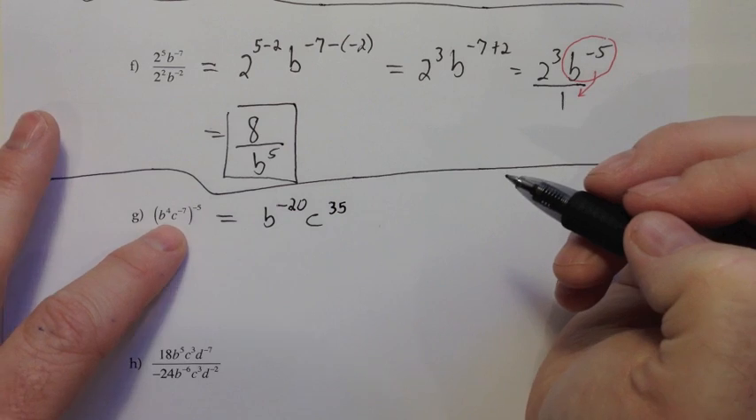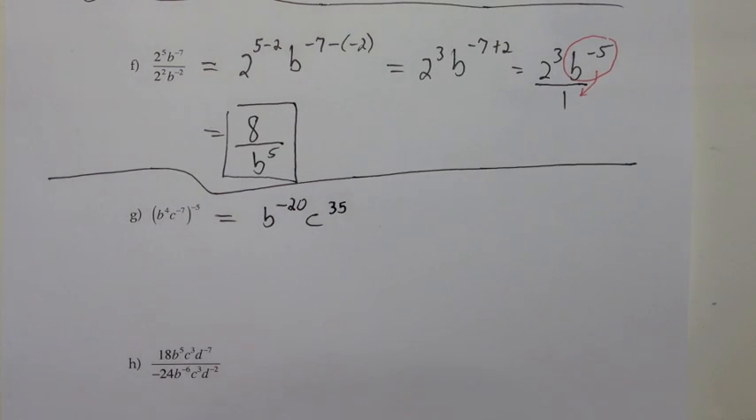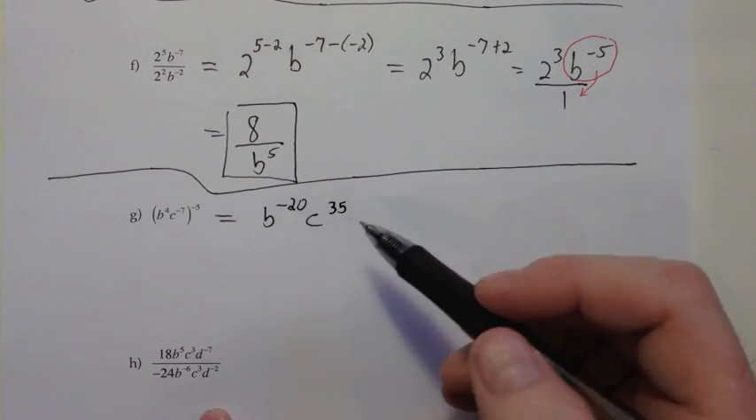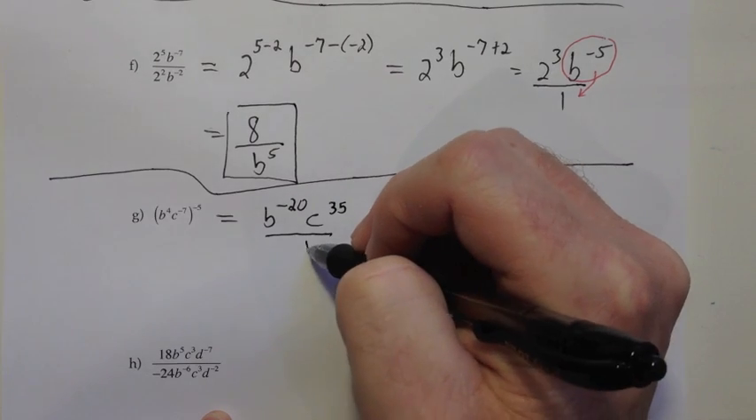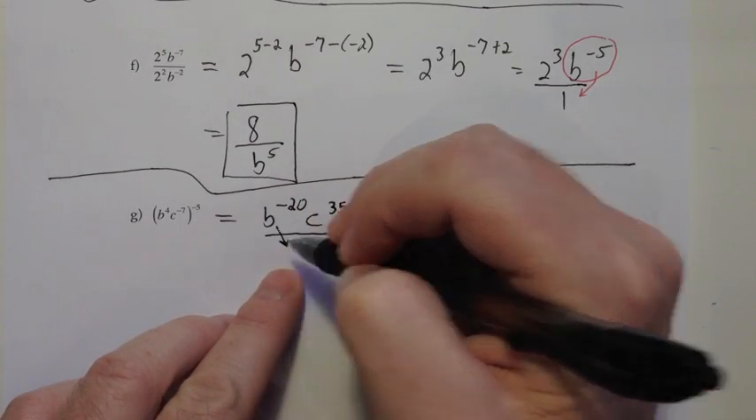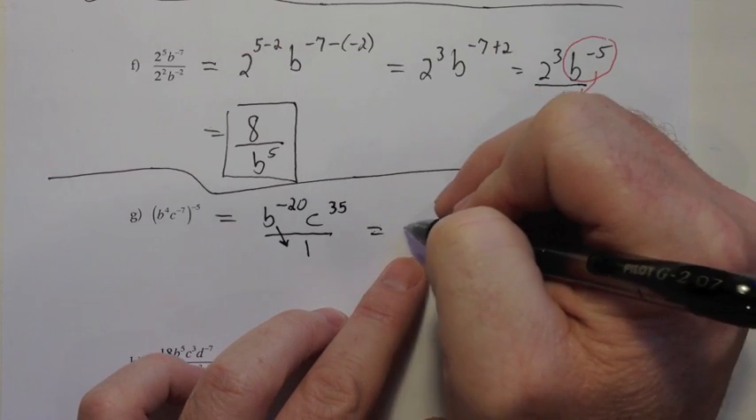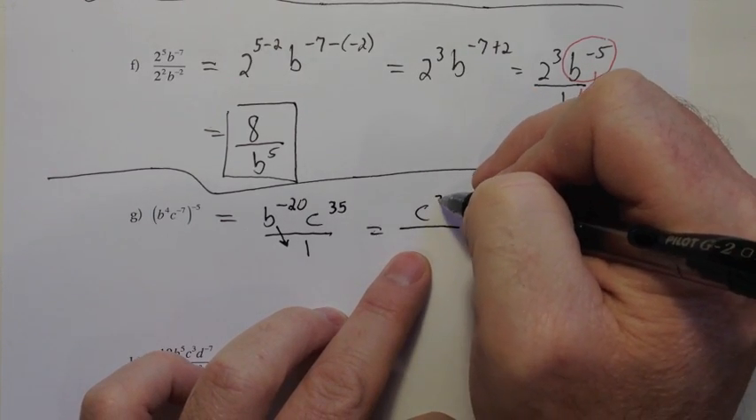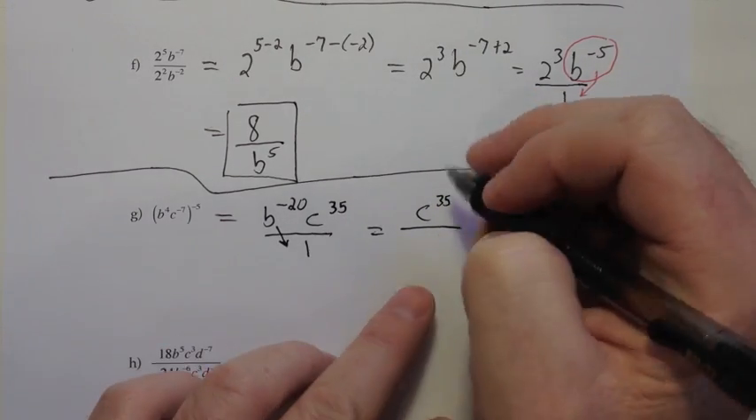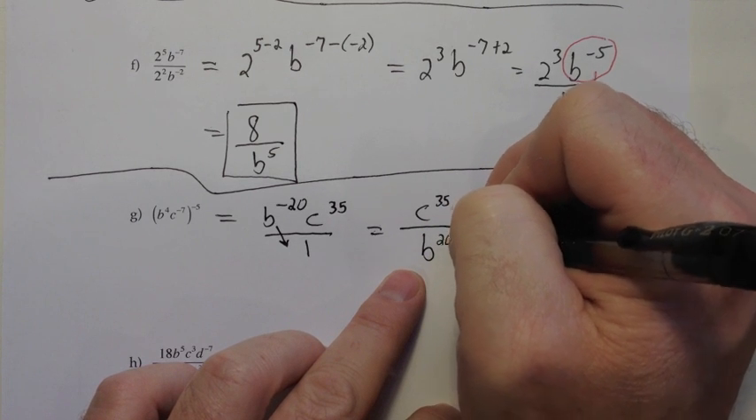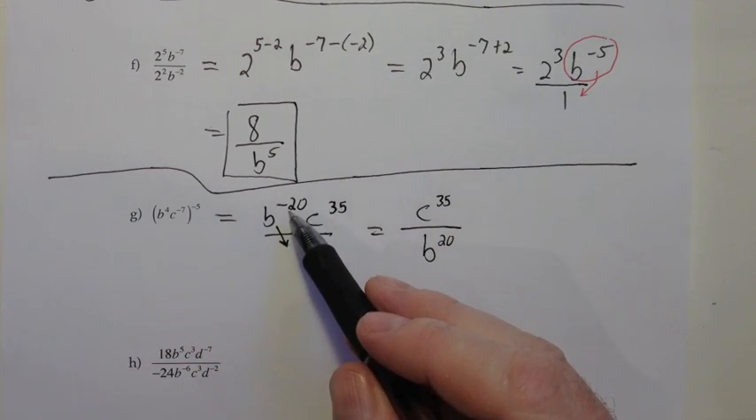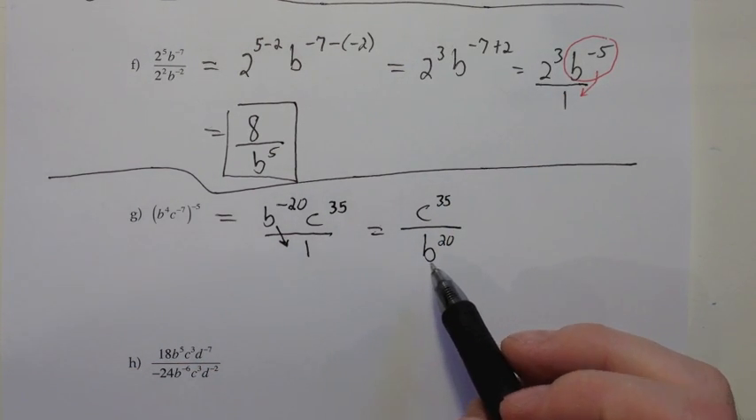It's always good when we get positive exponents because those are considered to be simplified, but the b to the negative 20 is not, so I'm going to put this over 1, and I'm going to move that across the fraction bar to change the sign of its exponent. So in the numerator, I'll still have that c to the 35, but the b to the negative 20 will move to the denominator, and that move changes the sign of its exponent to a positive.